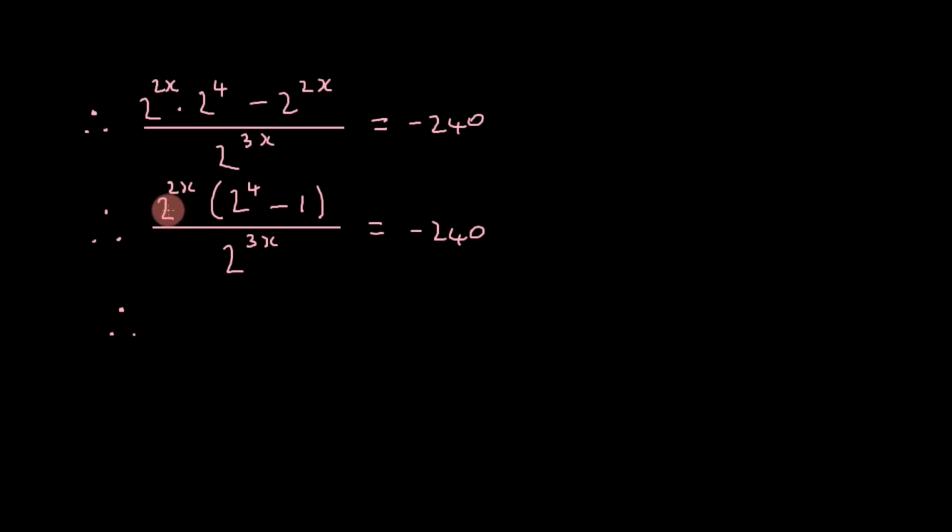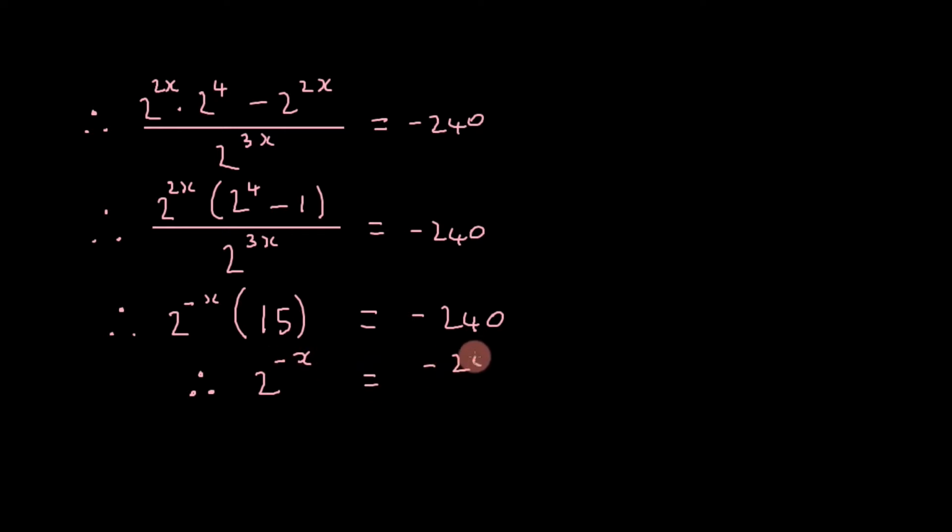Now we are dividing 2 to the 2x by 2 to the 3x, and the bases are the same. So we can subtract the powers and we get 2 to the negative x. Then 2 to the 4 is 16 minus 1 is 15. Now we can divide the 15 into the right-hand side. Now we're going to get a negative answer on the right-hand side.